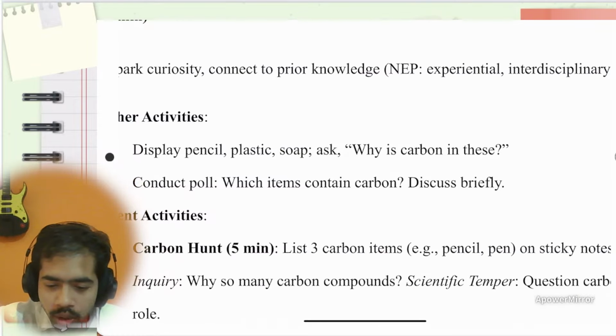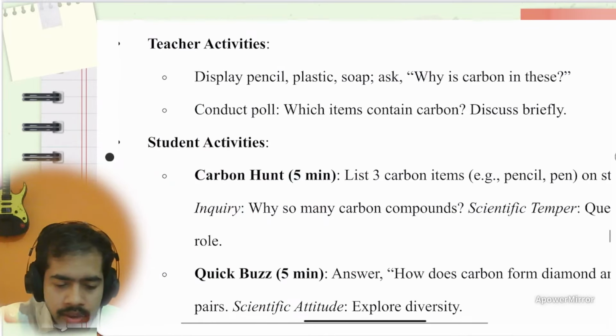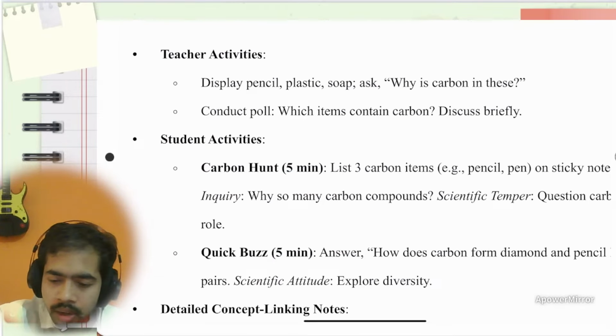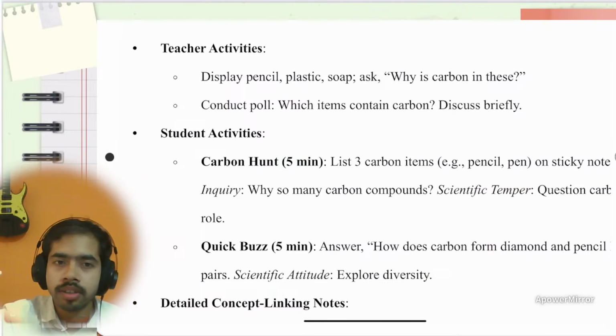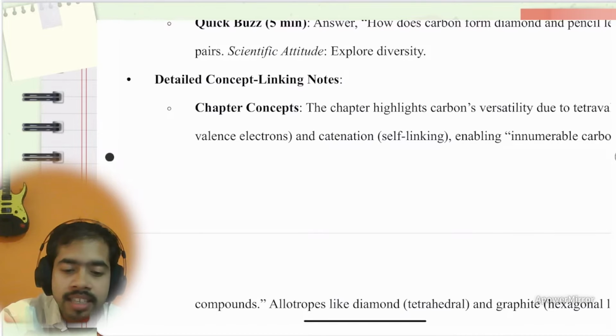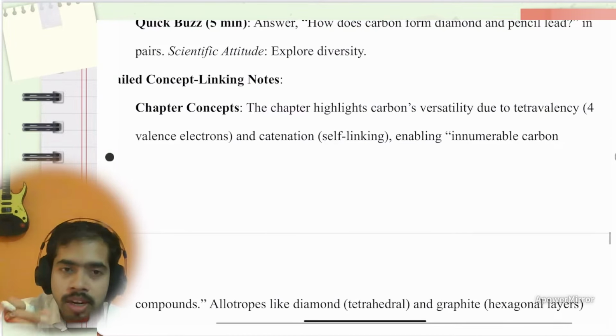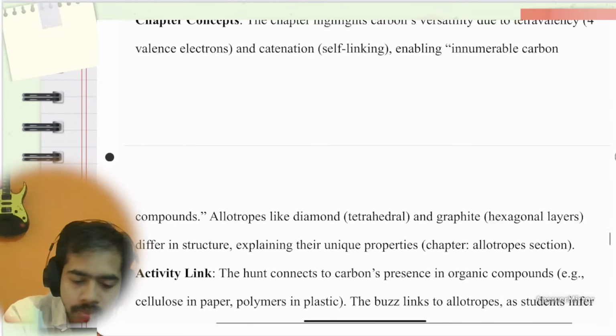Which items contain carbon? Then discuss briefly. After we briefly discuss, we can do a carbon hunt. We can ask students to list items in their surroundings that may contain carbon, and then the teacher will link it to the notes. For example, self-linking, catenation, and the chapter concepts we have to provide.